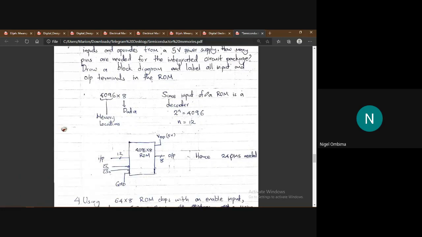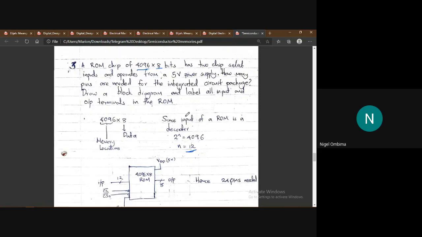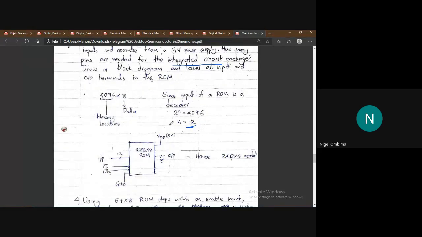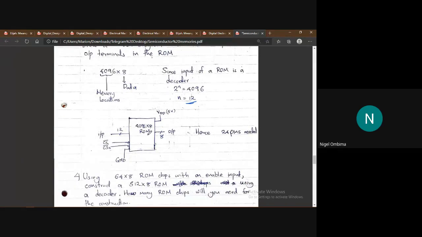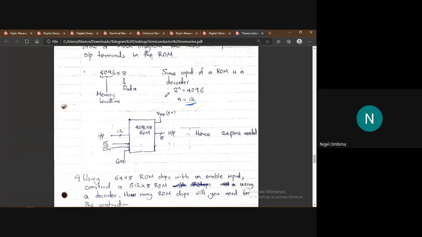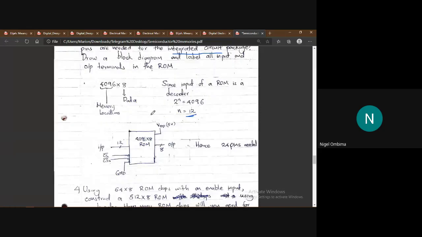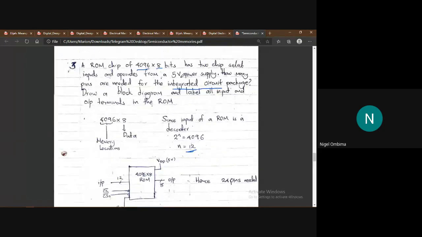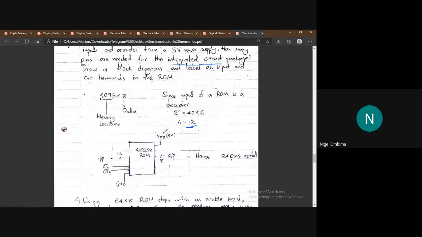So kupata inputs of the ROM, tunapata 2 power n of the memory locations, such that ni 12. So kwa swali kai ametuuliza tupate the pins za the integrated circuit yote, including the VDD, the output lines and everything. So ROM yetu itakuwa inafanana hivi, 4096 by 8 ROM. So the input pins itakuwa 12 from here. The output pins ni 8 from the 8-bit data hapo. Alafu wamesema 5 volts power supply, VDD yetu ndio hapo.